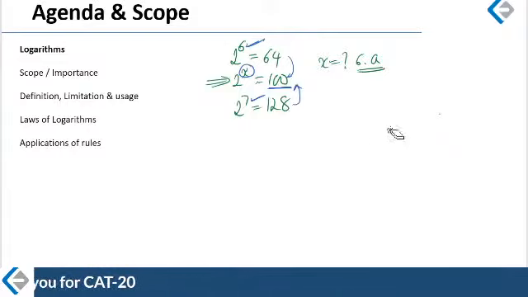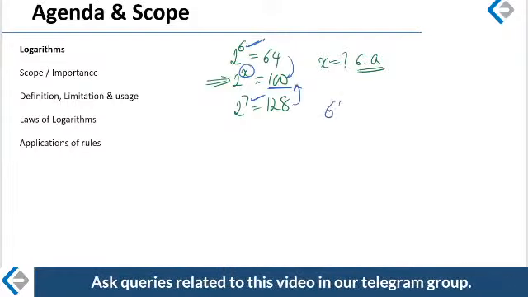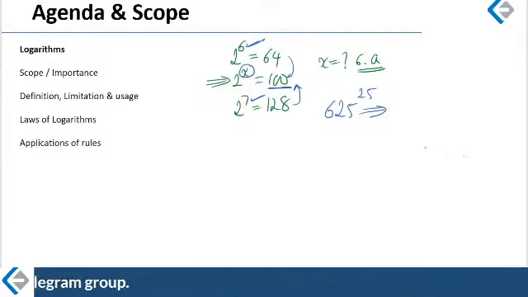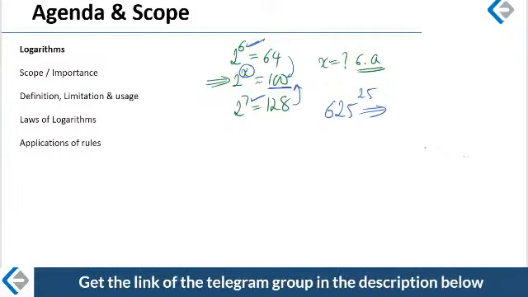Sometimes you want to understand the magnitude of a number, because you may not know what that particular number is. For example, if I say 625 raised to power 25, how many digits are there in this particular number? We don't know what this number is, and that's very difficult to understand. But can I at least understand how many digits are there?